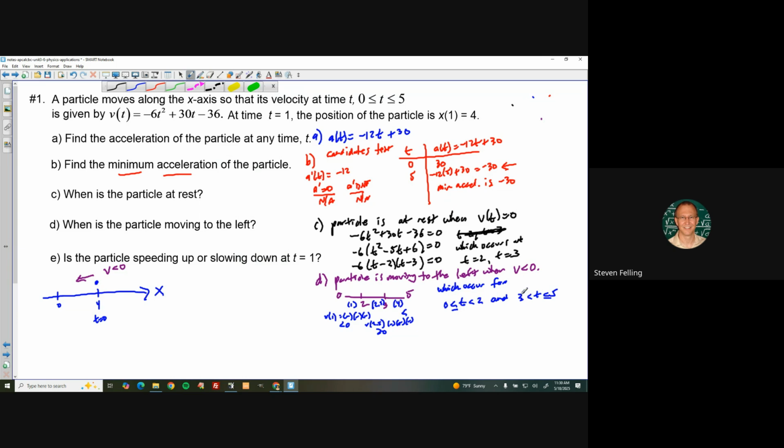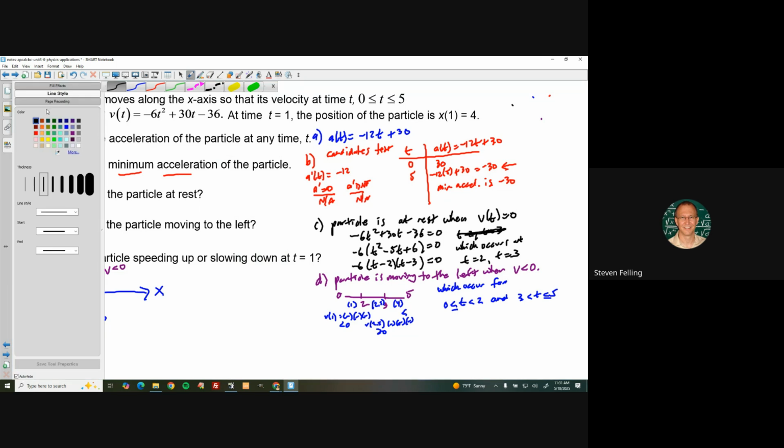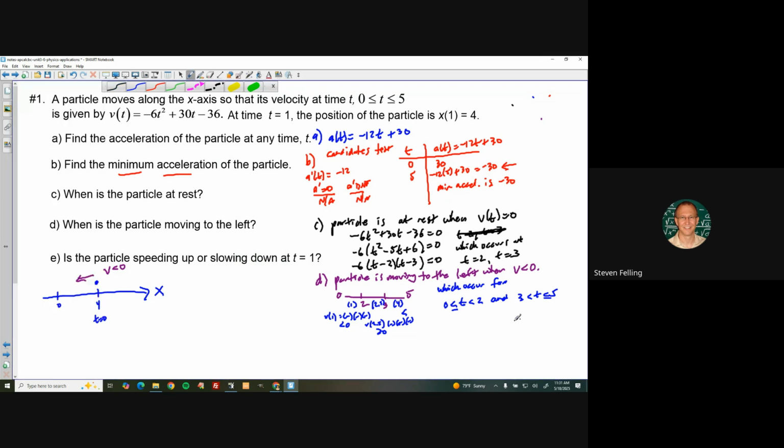And then it's at rest at 3, but just on the other side, and all the way to and including 5, it is moving to the left. Okay, and then finally, the last question here is: is the particle speeding up or slowing down at t is 1?